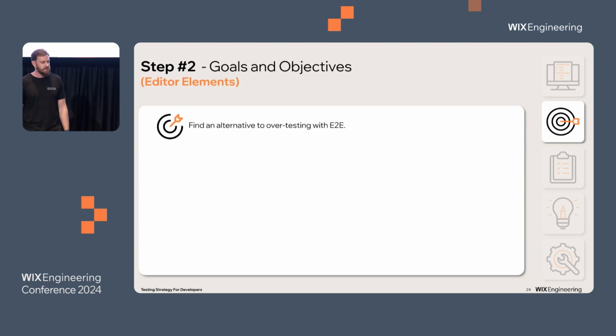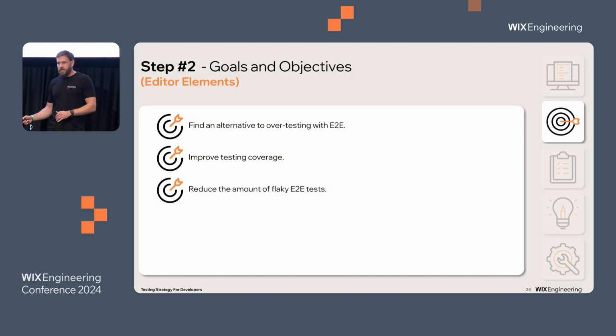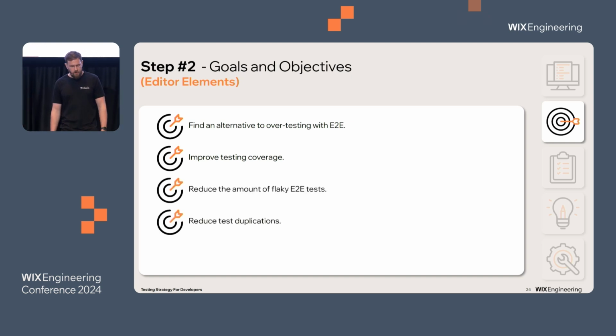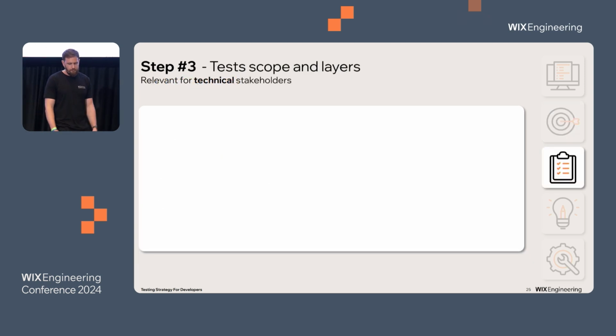So in Editor Elements, we want to find an alternative to over-testing with E2E tests. We want to improve our testing coverage, reduce the amount of flaky end-to-end tests, and reduce test duplications, right? We already talked about it. And eventually, after it's all done, we want to create clear testing guidelines and best practices so all developers can understand how they test the project and they don't have any unknowns or open questions.